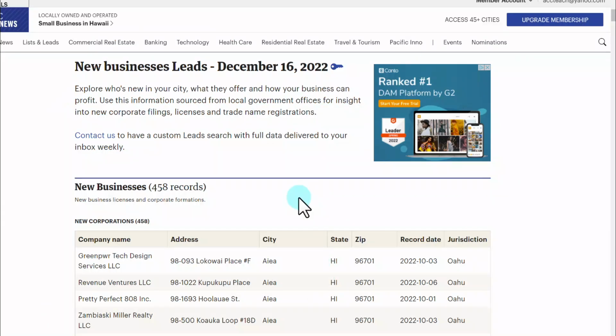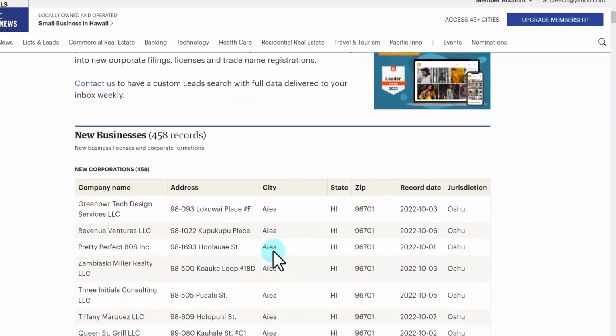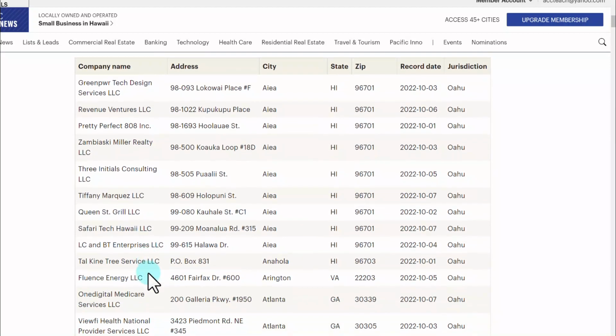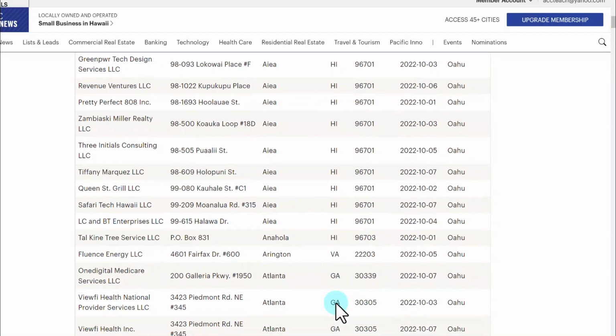This is from a publication called Pacific Business News, and it has some new businesses that were formed, 400 to 500, in this past week. It's listed alphabetically by the city where it's located and then alphabetically by the company name. And as you can see after the name, most of them are limited liability companies, LLCs, even ones that are organized elsewhere and now registered to do business in Hawaii, like this from Virginia or Georgia.